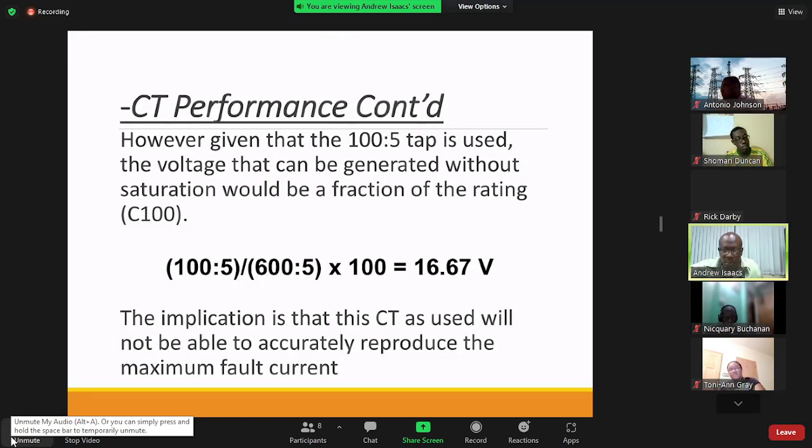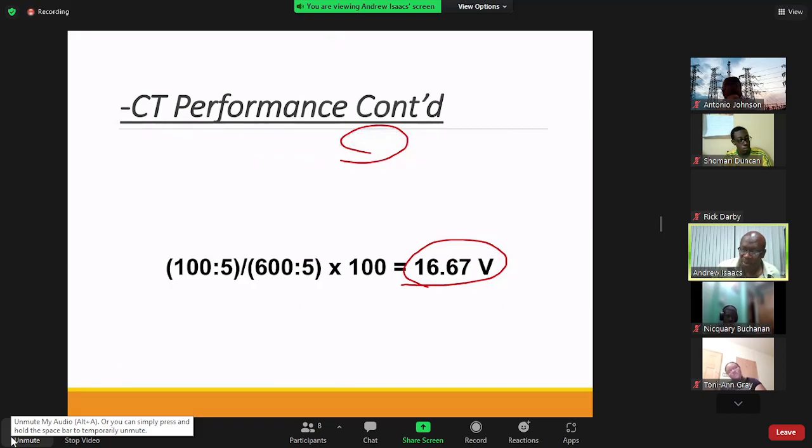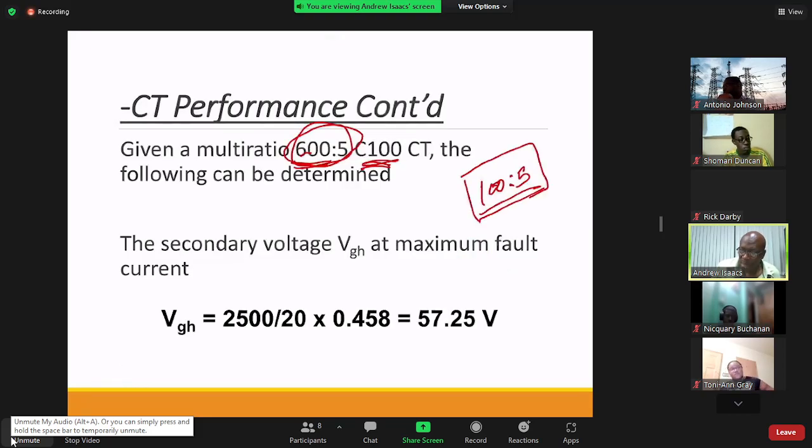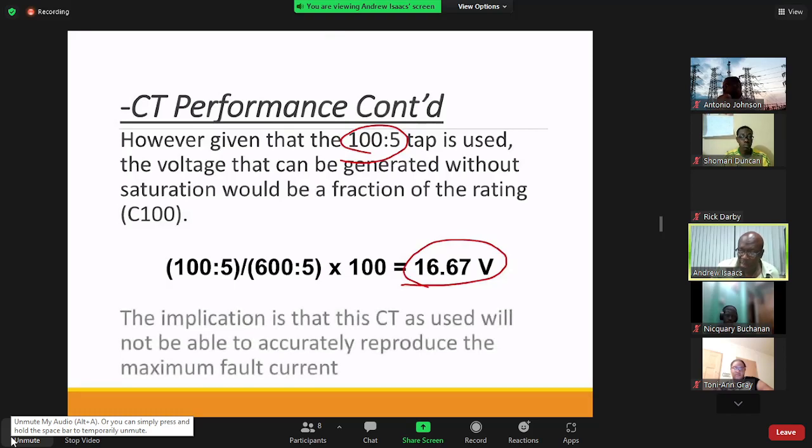So in other words, with this selection of 100 to 5 for that CT, it will only be able to produce 16 volts. However, with the maximum fault, it is required to produce 57.25 volts, which means that this CT would not be able to accurately reproduce the maximum fault current.